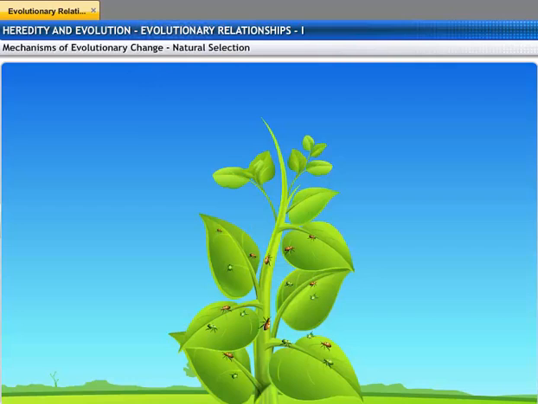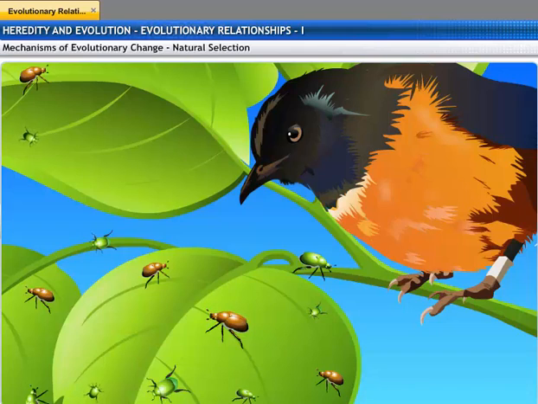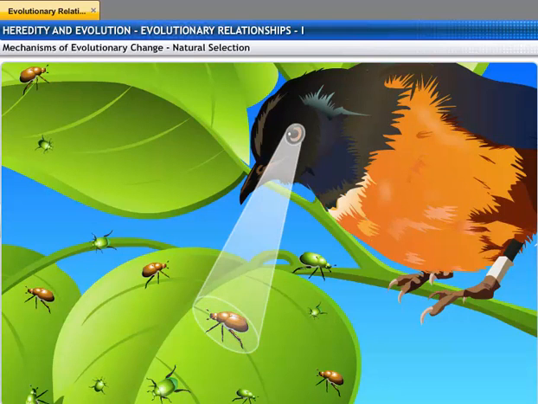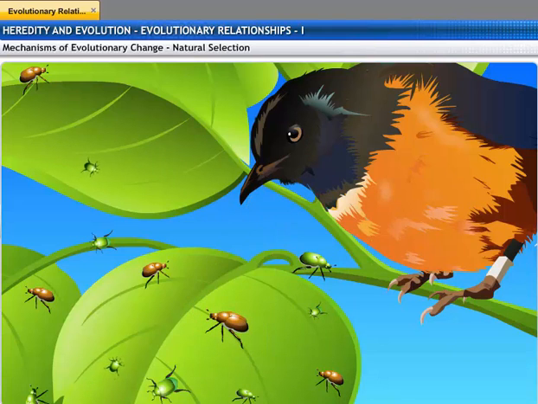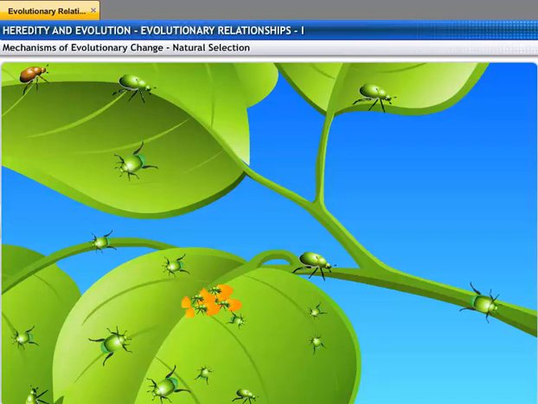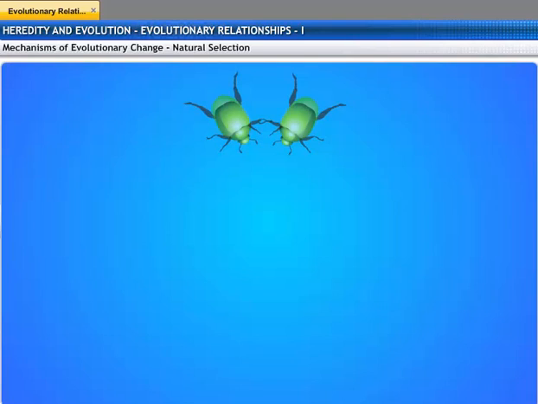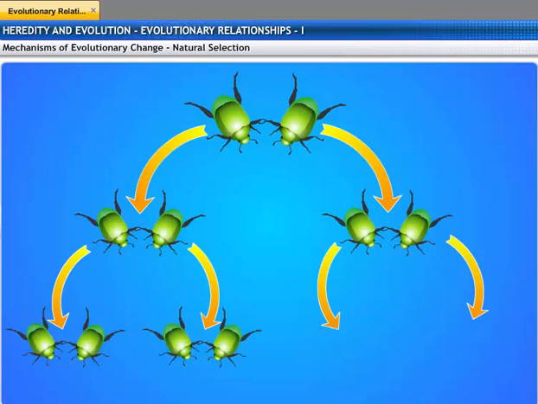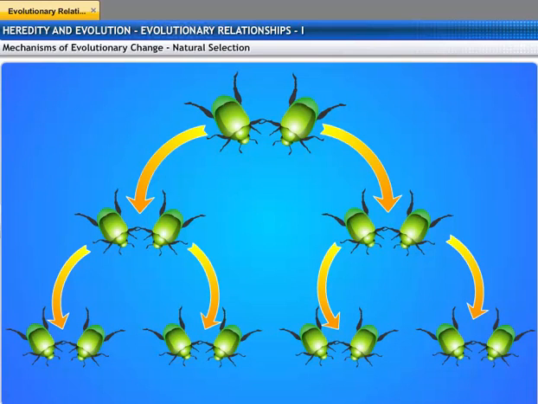Let's consider a slightly different situation. A population of green and brown beetles is crawling on the leaves of a bush when a bird appears. Brown beetles are more visible on the bushes than green beetles, so the bird is more likely to feed on them. Green beetles, which are likely to survive, will bear the responsibility of producing the offspring. They will pass their genes for green coloration onto their offspring.